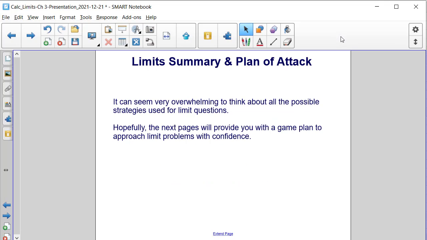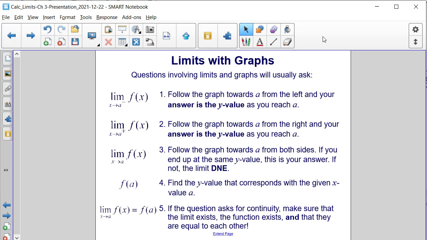It can seem very overwhelming to think about all of the possible strategies that can be used for limit questions. Hopefully, the next few slides will provide you with a game plan to approach limit problems with confidence.